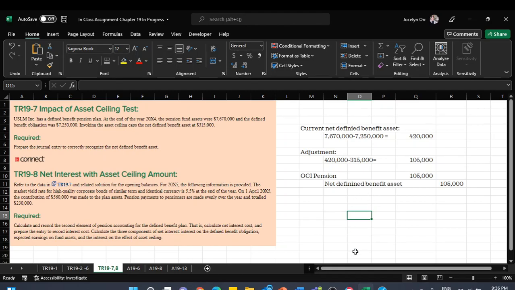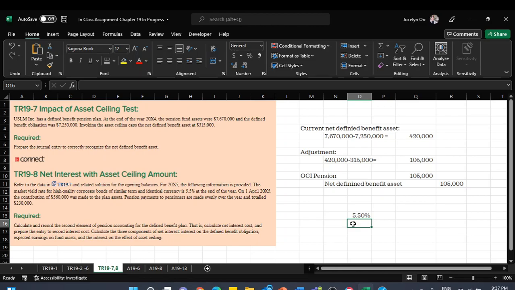So 19-8, we have our net interest with asset ceiling amount. We are referring to the data in 19-7 and the related solution for the opening balances, which we just did. For 20X5, the following information is provided. The market yield rate for high quality corporate bonds with a similar term and identical currency is 5.5%. We're going to need that, so let's pull it out of the question. At the end of the year.